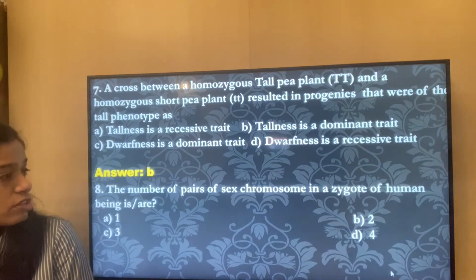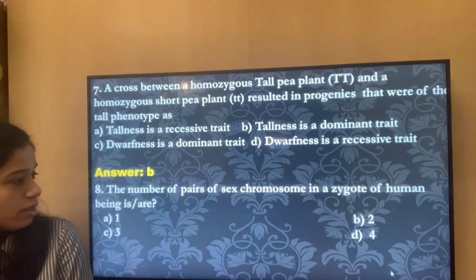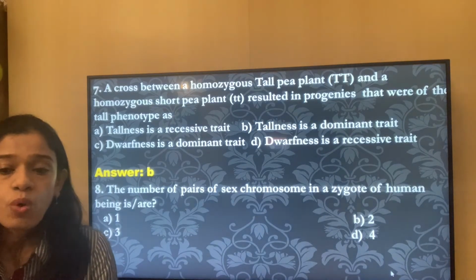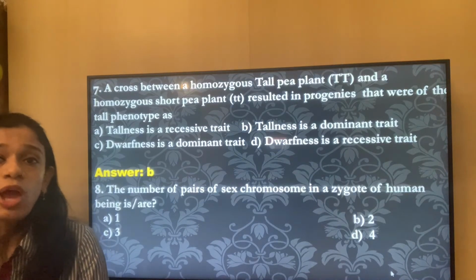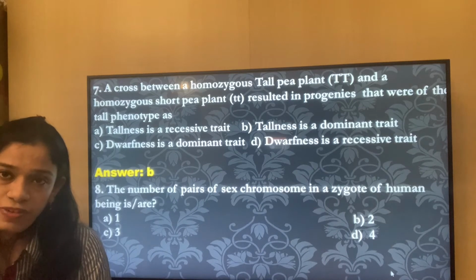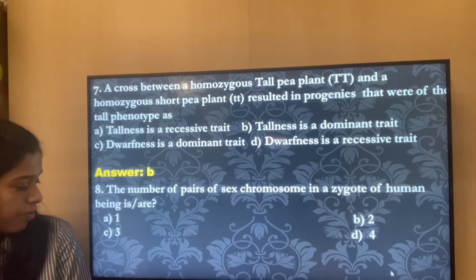The number of pairs of sex chromosomes in a zygote of a human being is 1, 2, 3 or 4. What is the number of pairs of sex chromosomes? It is only one pair of sex chromosomes that we have: 22 pairs of autosomes and one pair of sex chromosomes. So the answer is A.